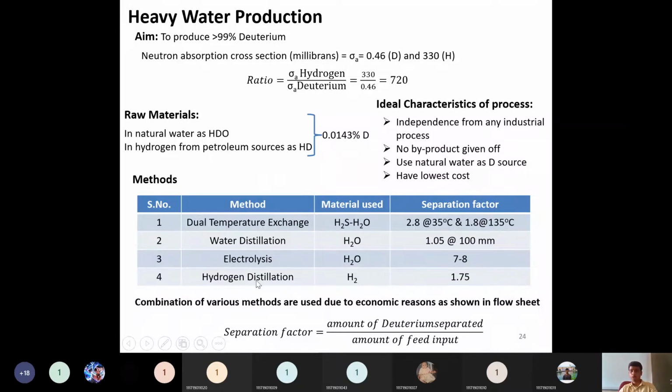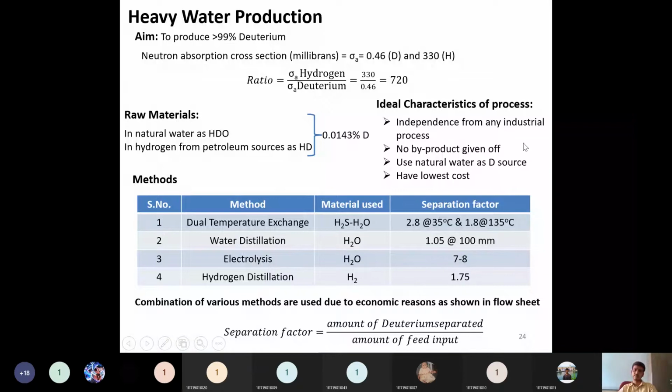Okay, why? Because no one process is so advantageous that we can directly use that one process to produce 99% deuterium. If you produce using only one process, that will be economically very disadvantageous. We cannot use that. We have to invest a lot to get a minimum amount of heavy water. That's why the combination of various processes is very advantageous.